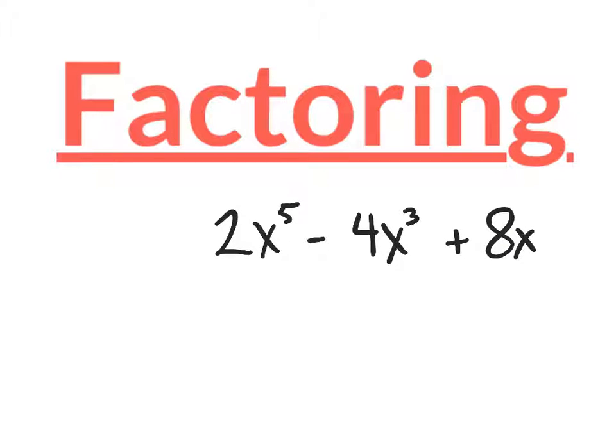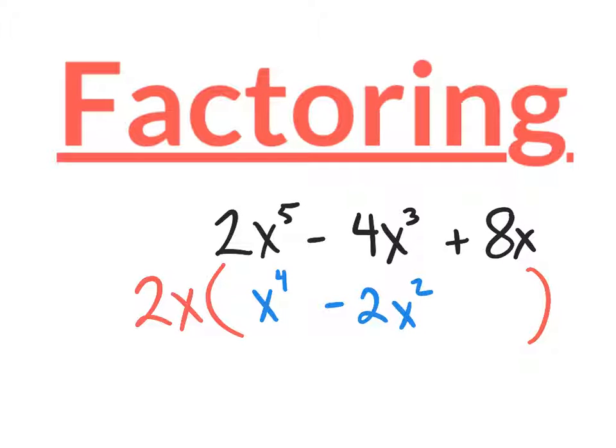Let's say x. We were able to factor something out, what was in common in all three terms. So what would be in common in all these three terms? A 2 definitely, and an x. That's the maximum amount of x's that we could pull out. So what would be left? We'd have an x to the 4th, because x times x to the 4th is x to the 5th. And we would also have a negative 2x to the 2nd.